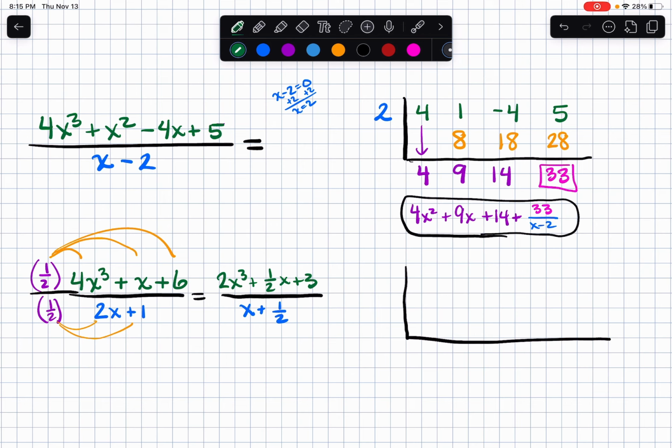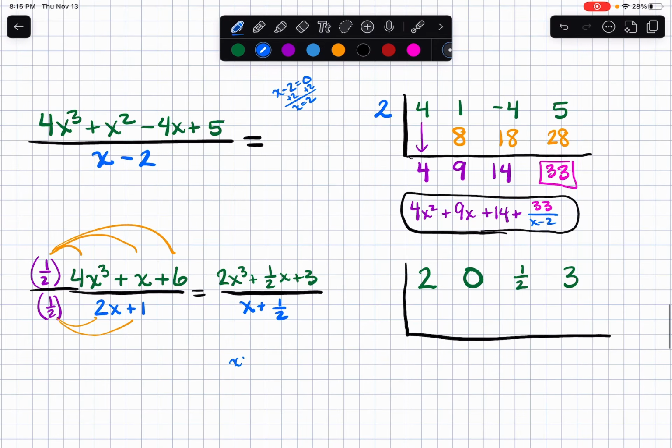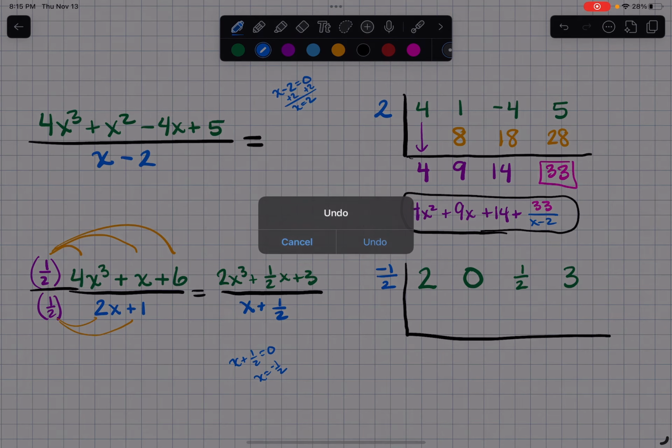So in this example, I would say I have 2x cubed. I have 0x squared. Make sure to keep that 0 placeholder. I have 1/2 x. And I have 3 as my constant. If x plus 1/2 equals 0, then x must be negative 1/2. So out here, I'm going to put negative 1/2. So synthetic division still works, but you can see now I'm going to have to do all this fraction stuff.